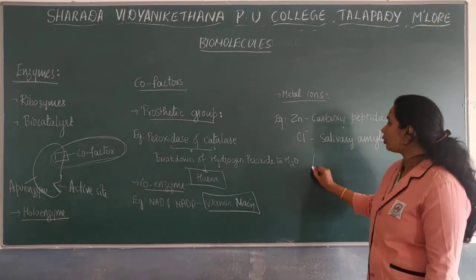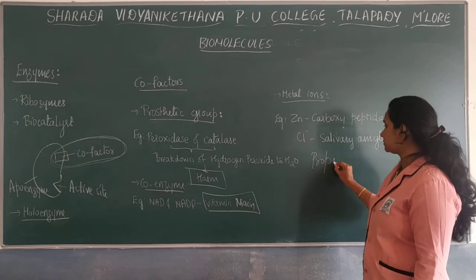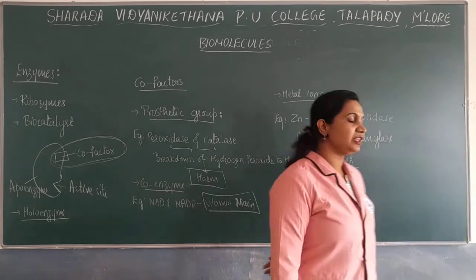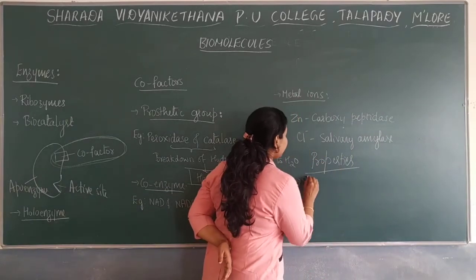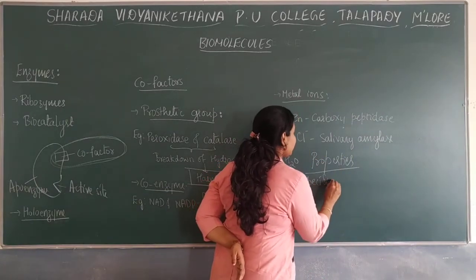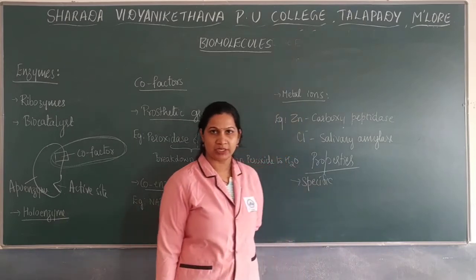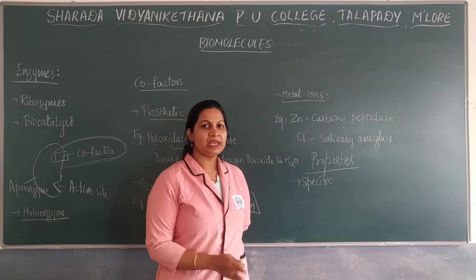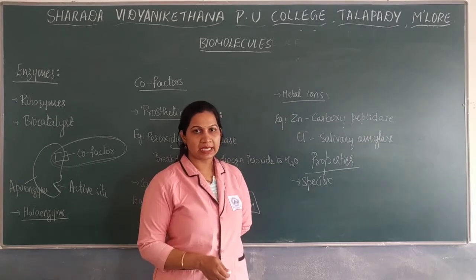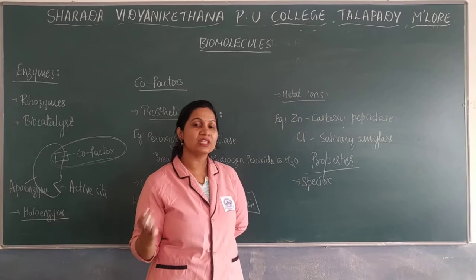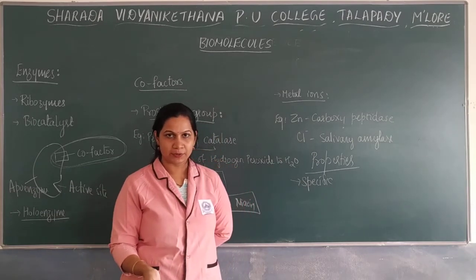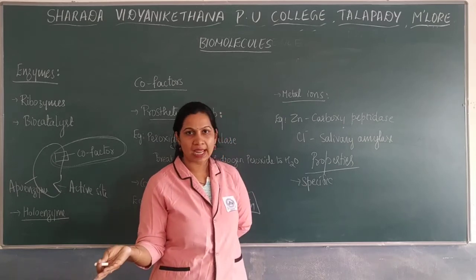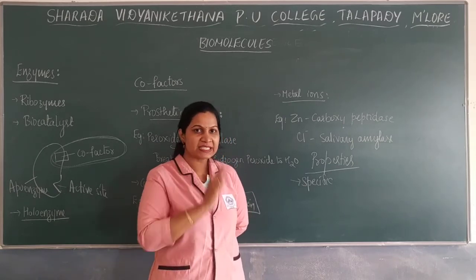When we look into the properties of the enzymes, each and every enzyme is specific. One enzyme, one substrate. Salivary amylase only acts on polysaccharides. It will not act on proteins. So that is one enzyme, one substrate. Maltase will act on maltose. It will not act on lactose. That is, enzymes are specific.